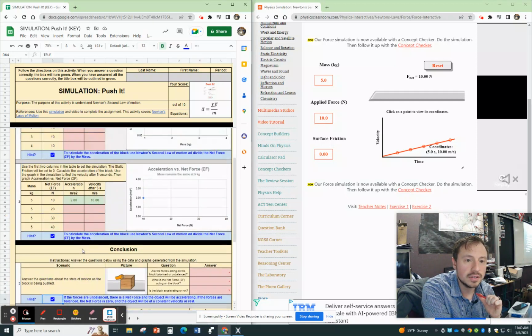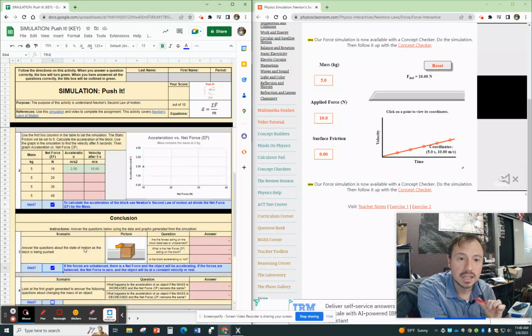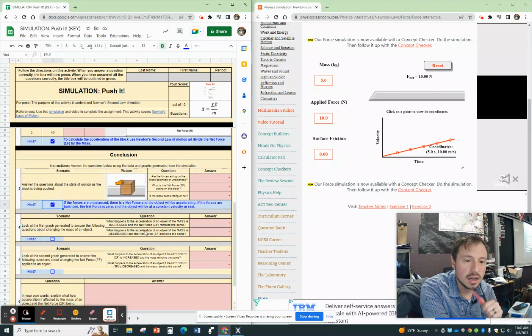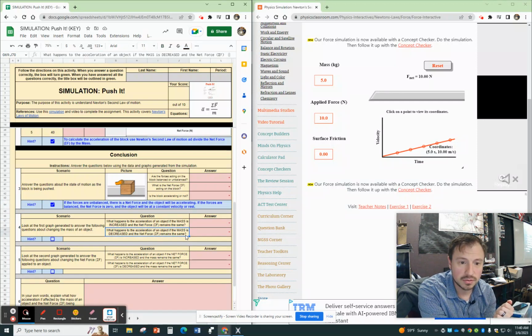So these next questions say, looking at the graph generated, answer the following questions. So the first graph is this one where we're changing the mass. And once you have that graph generated, it asks, what happens to the acceleration when the mass is increased and the net force remains the same? So that's what it's asking. You do have a choice: increase, decrease, remain the same. And then it says what happens if the mass is decreased and the net force remains the same. So that's just asking about the relationship in the graphs.